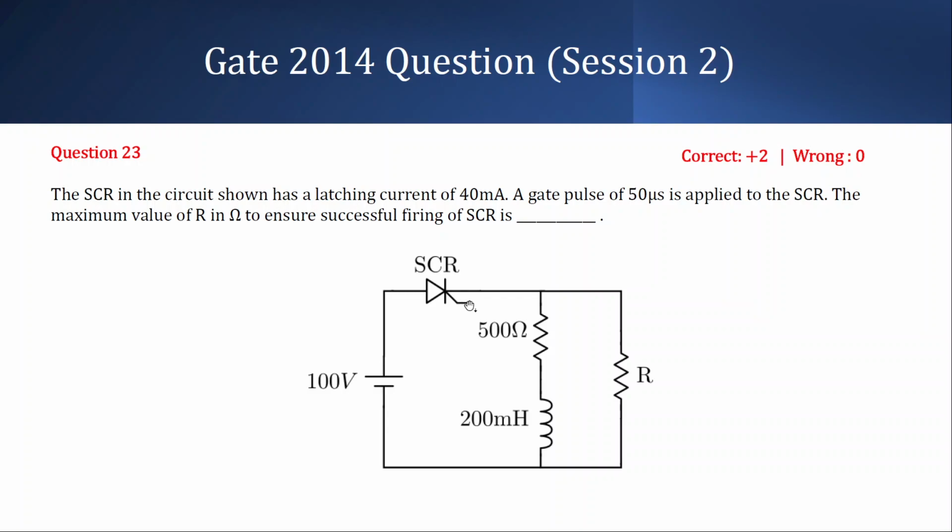So let me just ask you, how do you turn on an SCR? Just tell me how you are turning on an SCR. Firstly, it needs to be forward biased and then a gate pulse is required. So in this circuit, do you see that the SCR is forward biased? Yes, as 100 volts is given, so we just need to find the voltage at the other end. That's what I was not able to find.